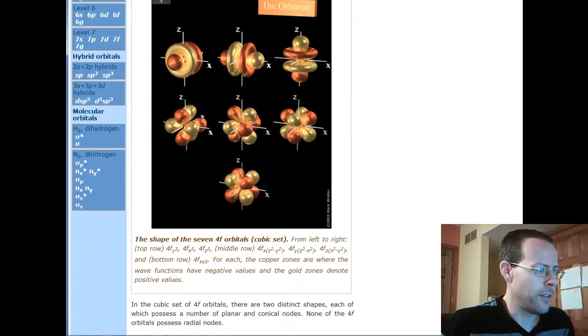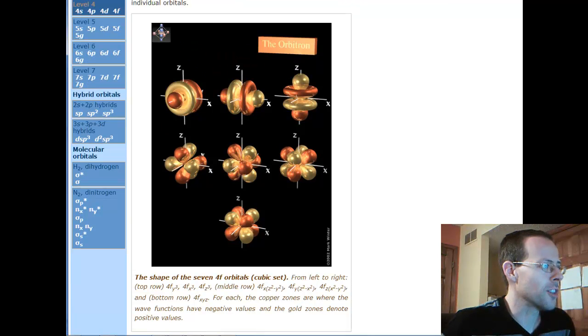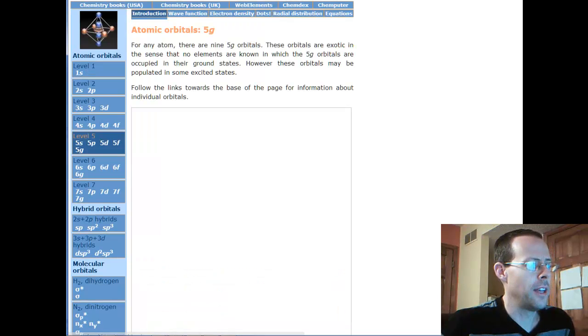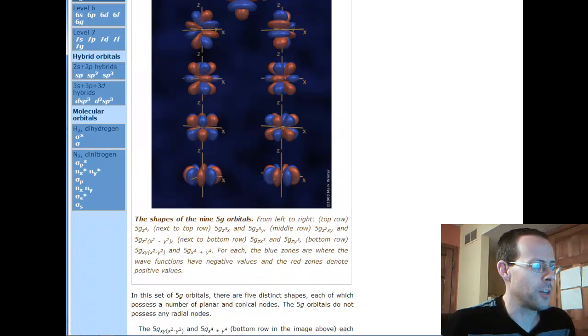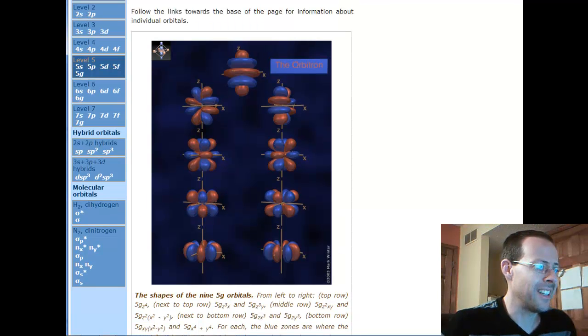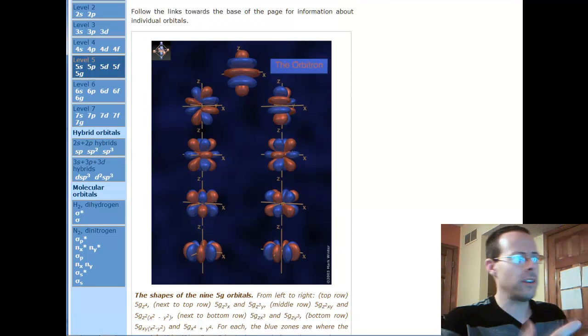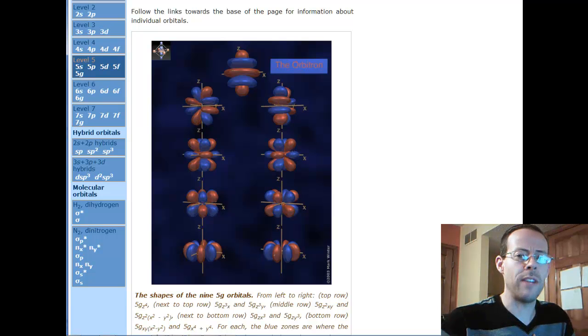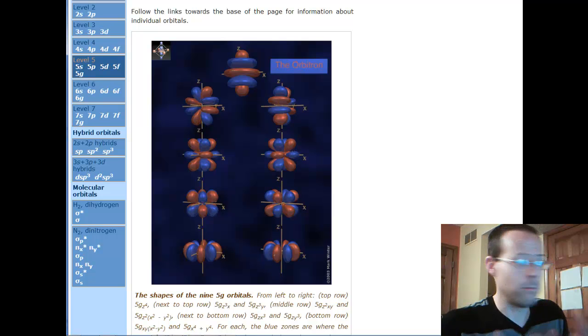There is all 7 of them, and just crazy weird stuff. Alright? G's can also be predicted, so when we get to the 5th energy level, we can predict G's. There would be 9 of them. Here's what they look like. But again, that's just a way to give you kind of an idea of what shapes look like based on this, what's called the wave equation, which was generated by Erwin Schrödinger. And I'll get back to the lecture.